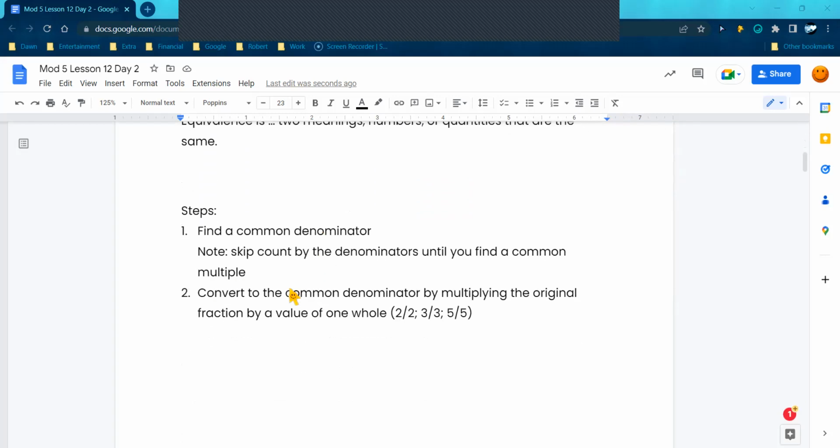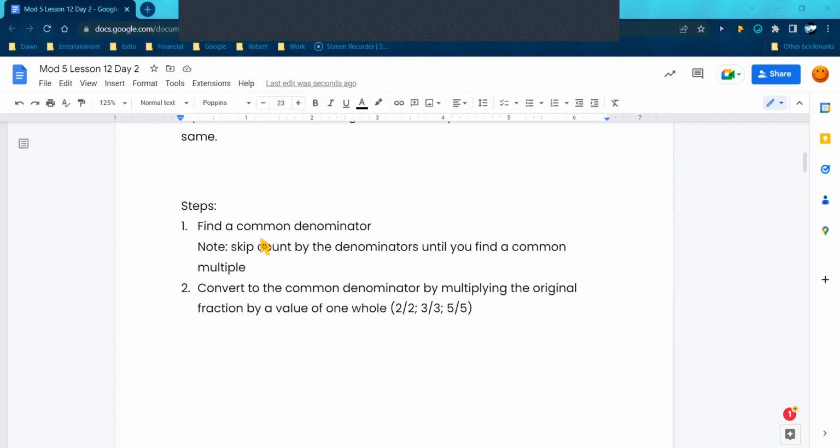Oh, here's our steps, you guys. We need to find a common denominator. In order to do that, we're going to skip count by the denominators until we find a common multiple. Once we do that, we'll convert the common denominator by multiplying the original fraction by a value of 1 whole.